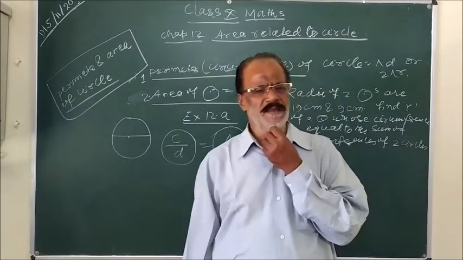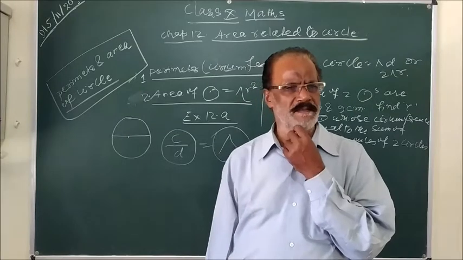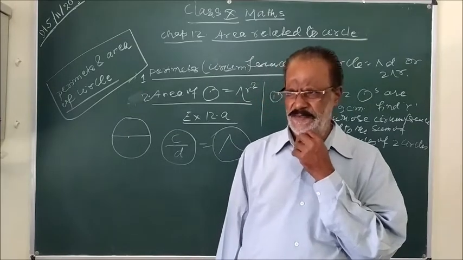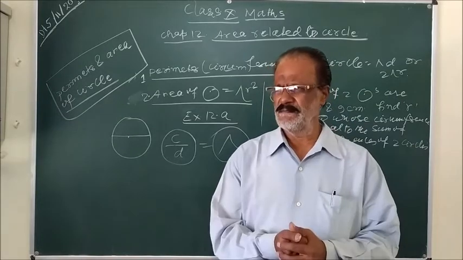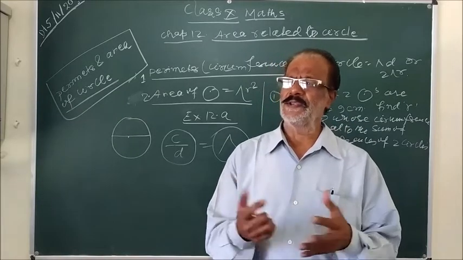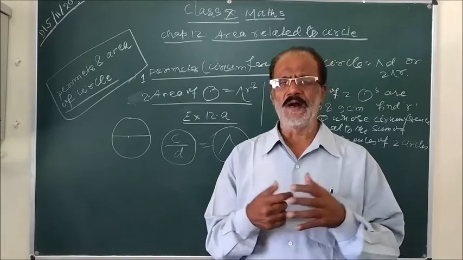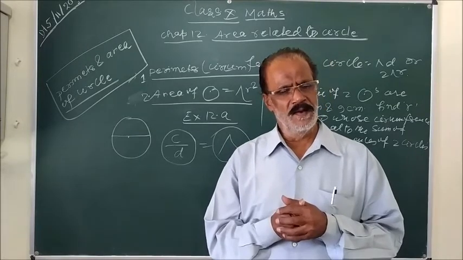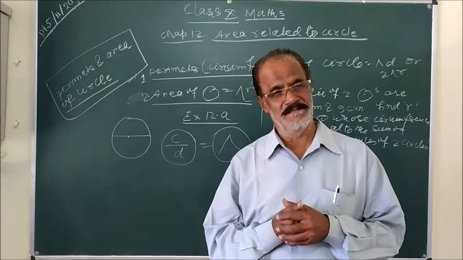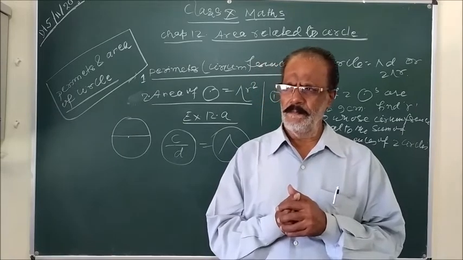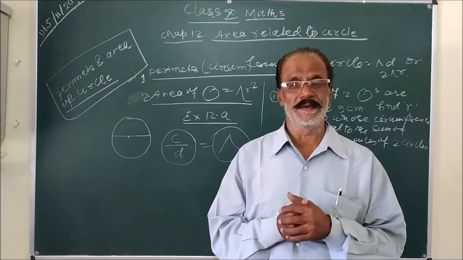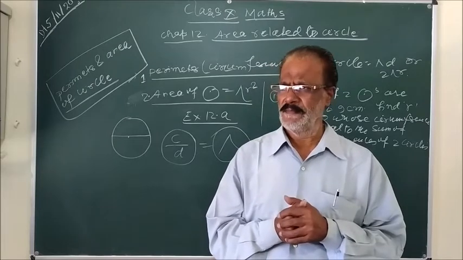Some may ask, pi means 22 by 7, right? This is not the accurate value. Pi is an irrational number, a non-terminating, non-repeating decimal. And that is why pi is considered an irrational number.